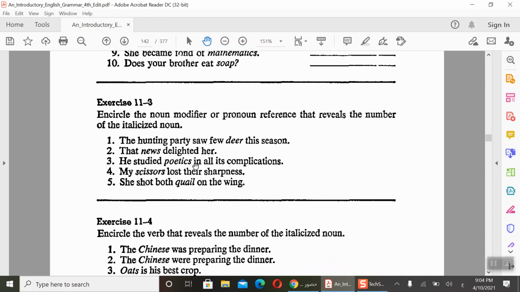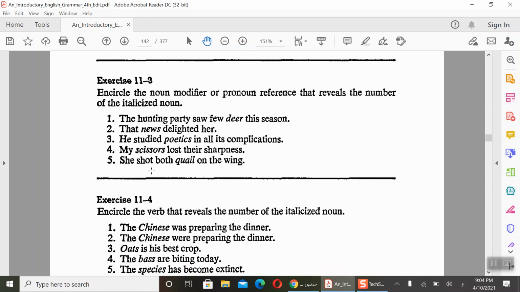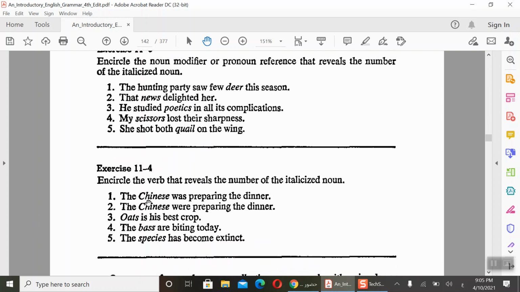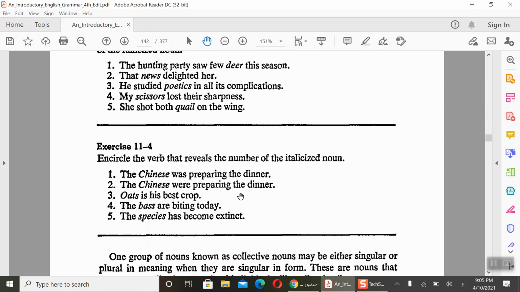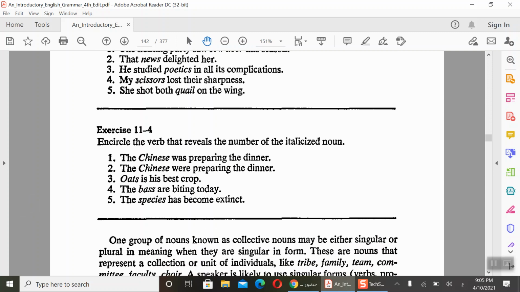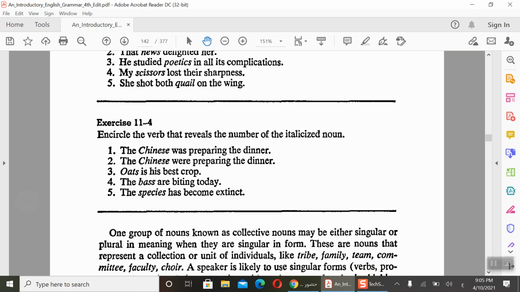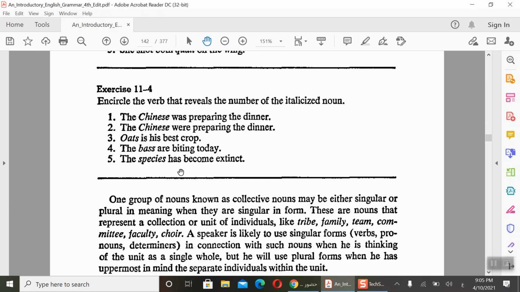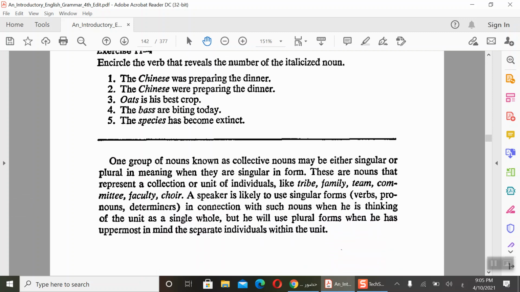Poetics, and is and poetics. See, my sisters lost their ancestors. She shot both quail on the wing. Both with singular or plural. It's very important. Encircle the verb that reveals the number of the italicized noun. The Chinese was where oats is his best crop. The paths are species has become.